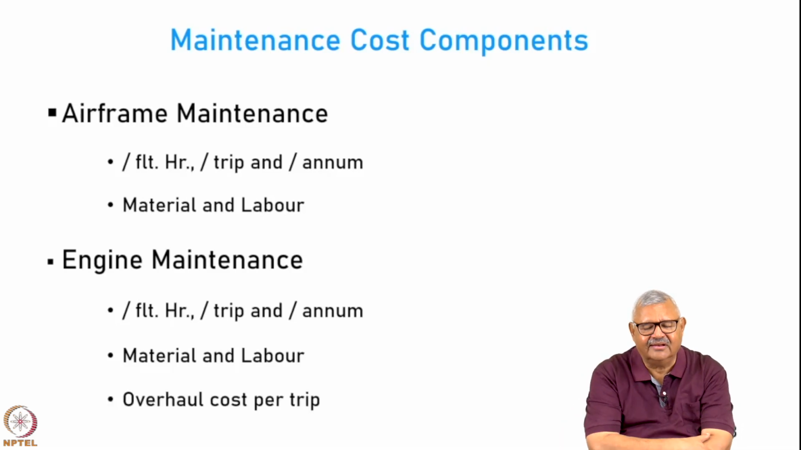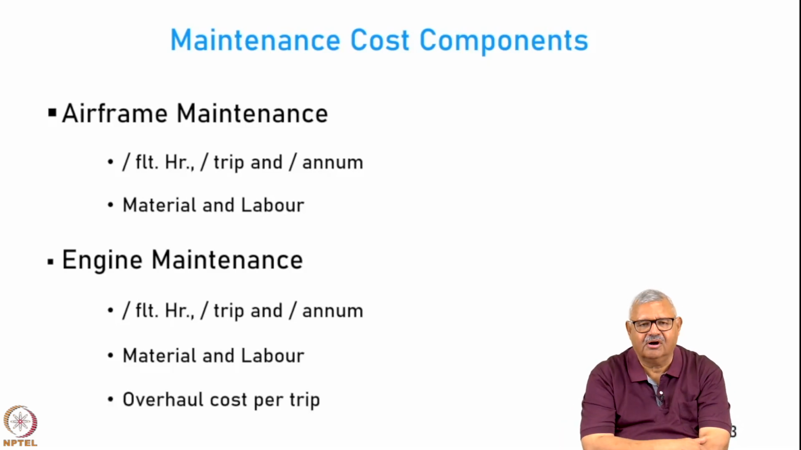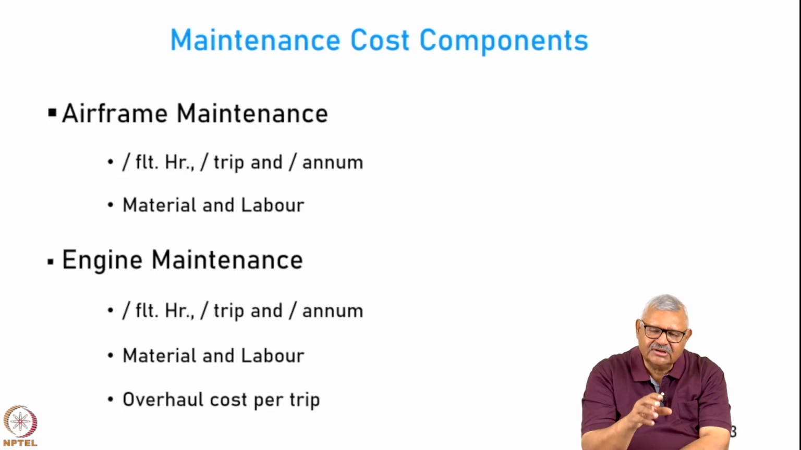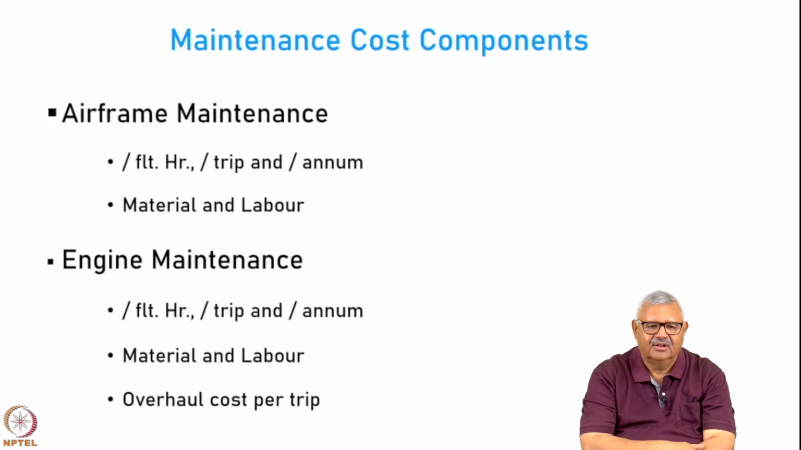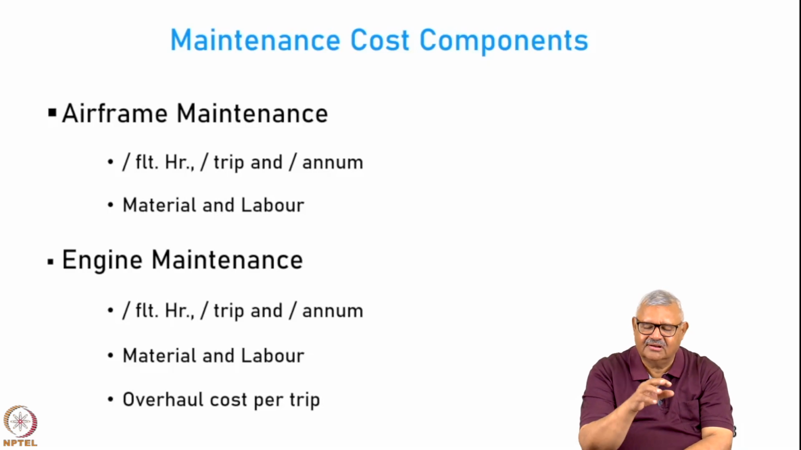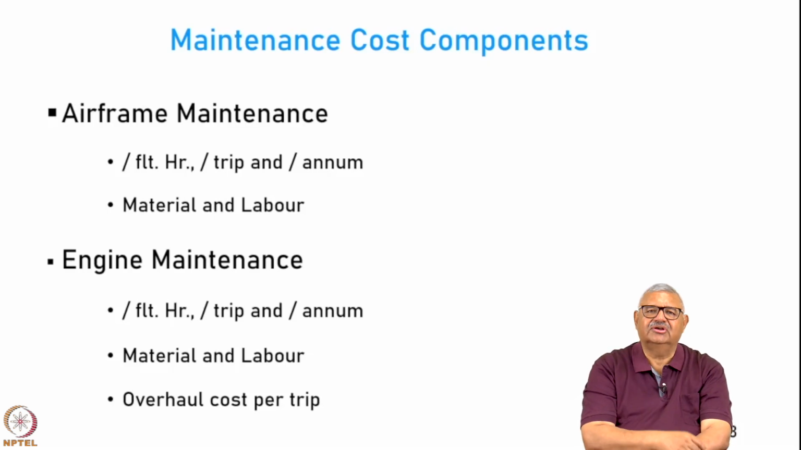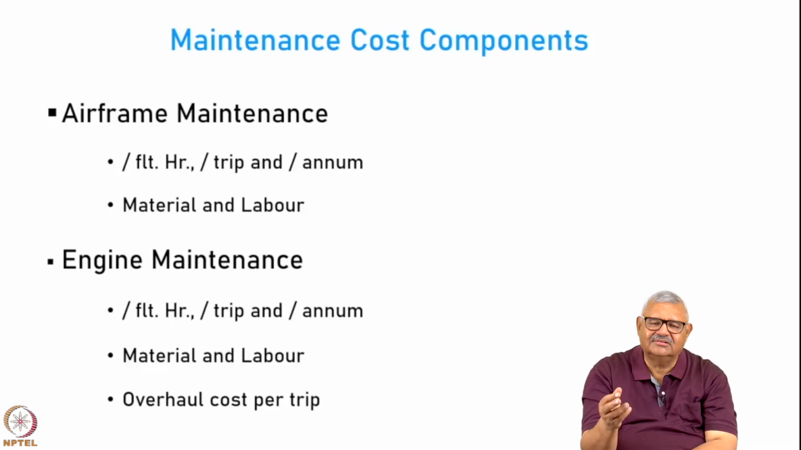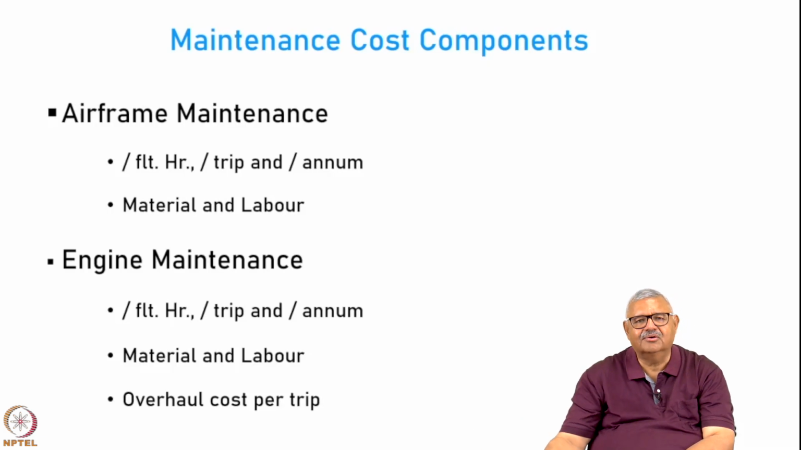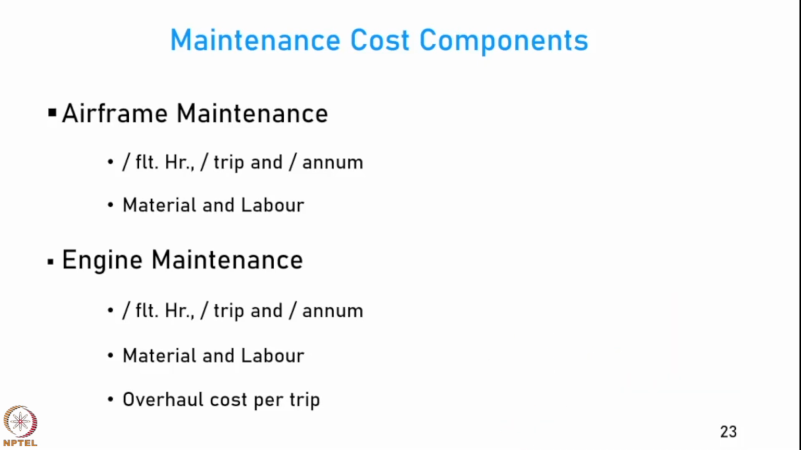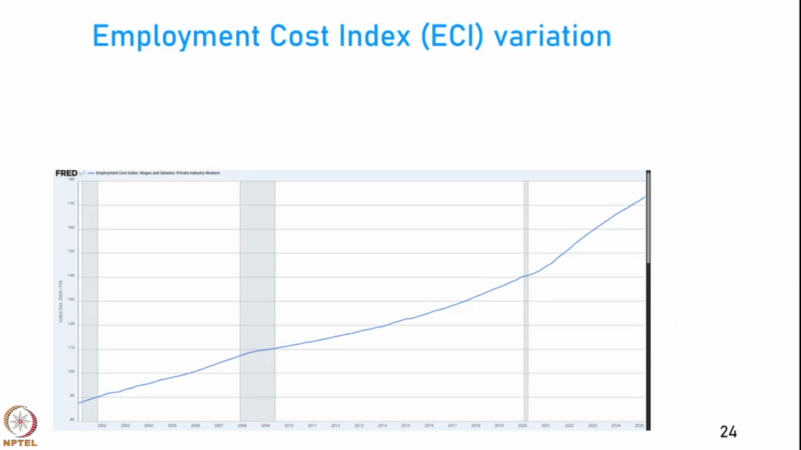In the engines, there is an additional overhaul cost, because the engine has to be sent to the OEM for overhaul regularly. There are certain things that the maintenance engineers from the airline can do, but there are certain things which have to be done only by the OEM. The same thing is true also for an airframe, but it comes after many years or many hours of operation. So, we do not really consider that in much detail here.